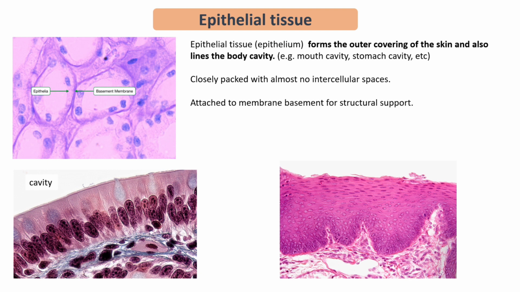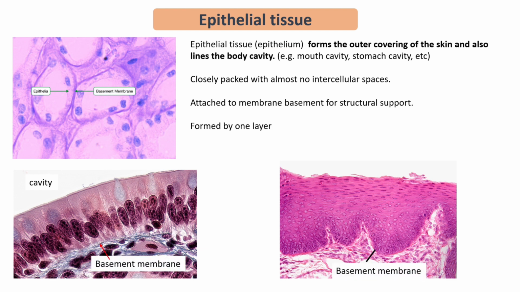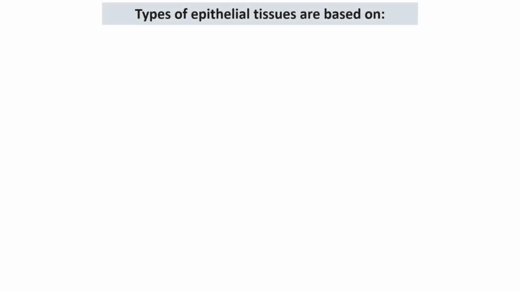Epithelium is attached to the basement membrane for structural support. Epithelium may be formed by one layer or multi-layer. Types of epithelial tissues are based on the tissue layer and cell shape.